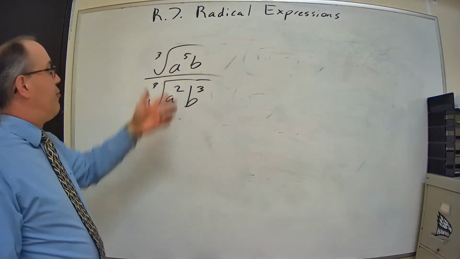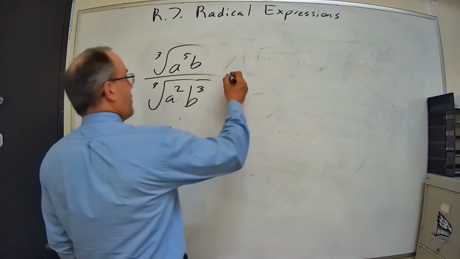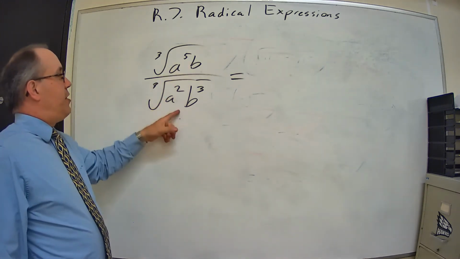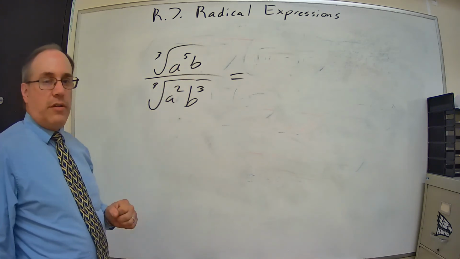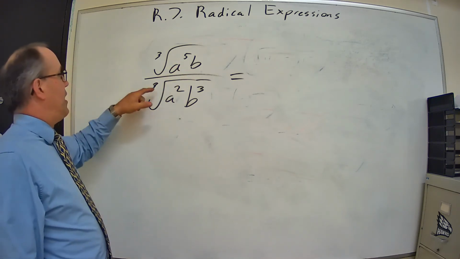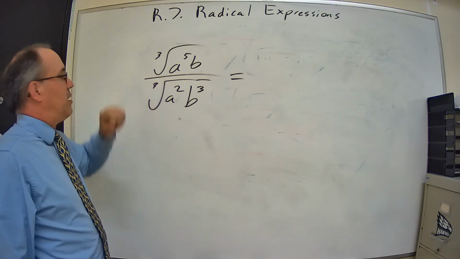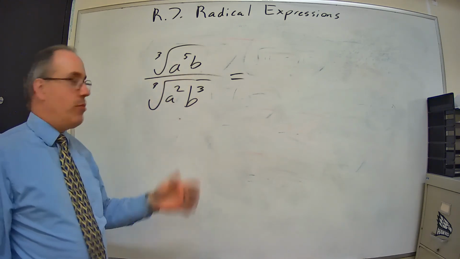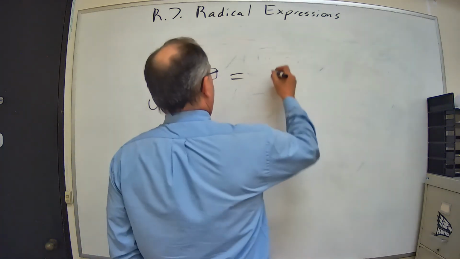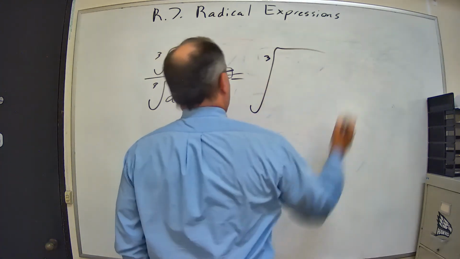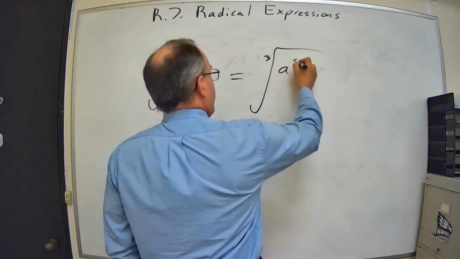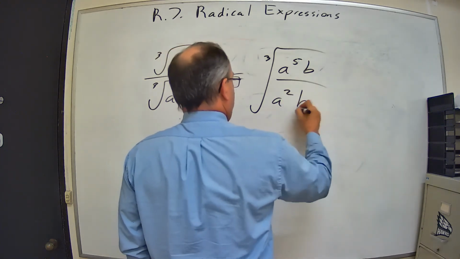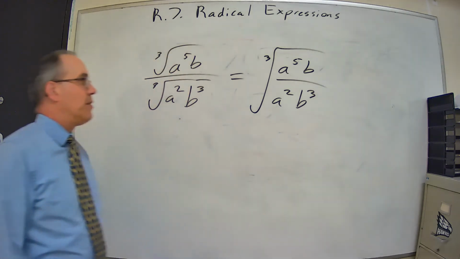Okay, so if we have this, what can we do? We have different radicands, but we have the same index. So this is actually the quotient rule. So we can take this as the cubed root of a to the fifth b over a squared b cubed.